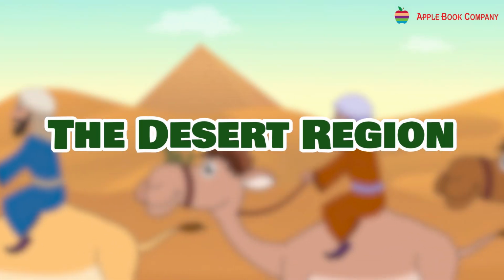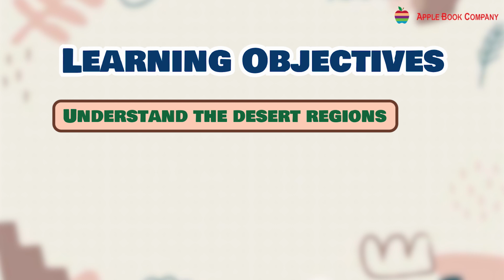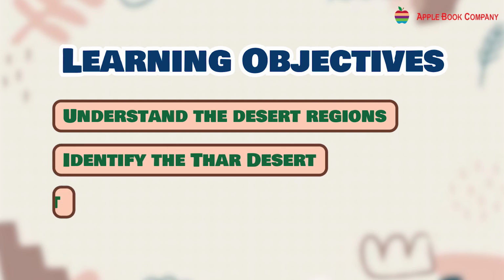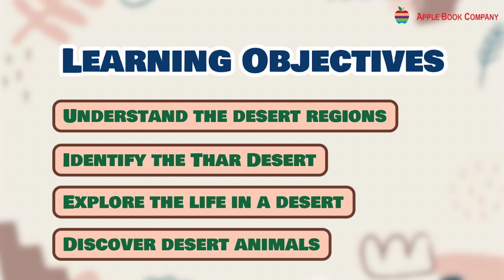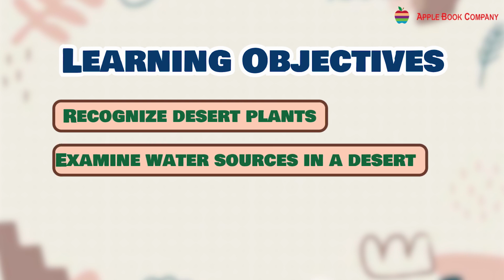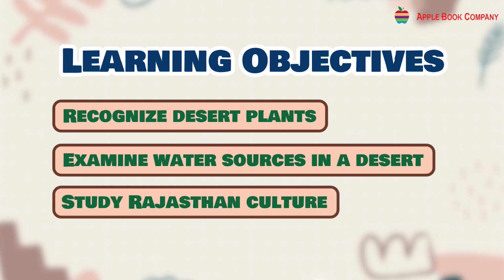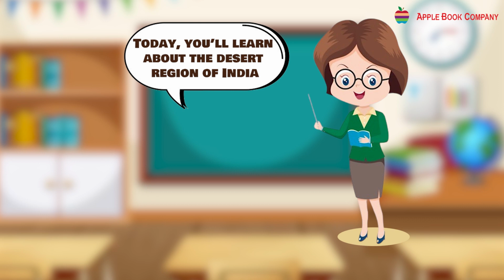The desert region. Learning objectives. Understand the desert regions, identify the Thar Desert, explore the life in a desert, discover desert animals, recognize desert plants, examine water sources in a desert, study Rajasthan culture. Startup. Today you'll learn about the desert region of India.